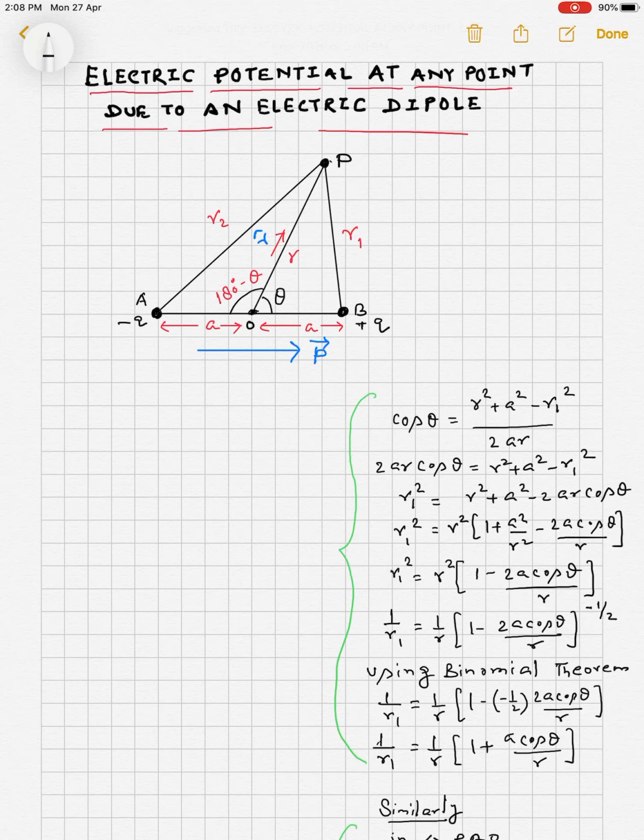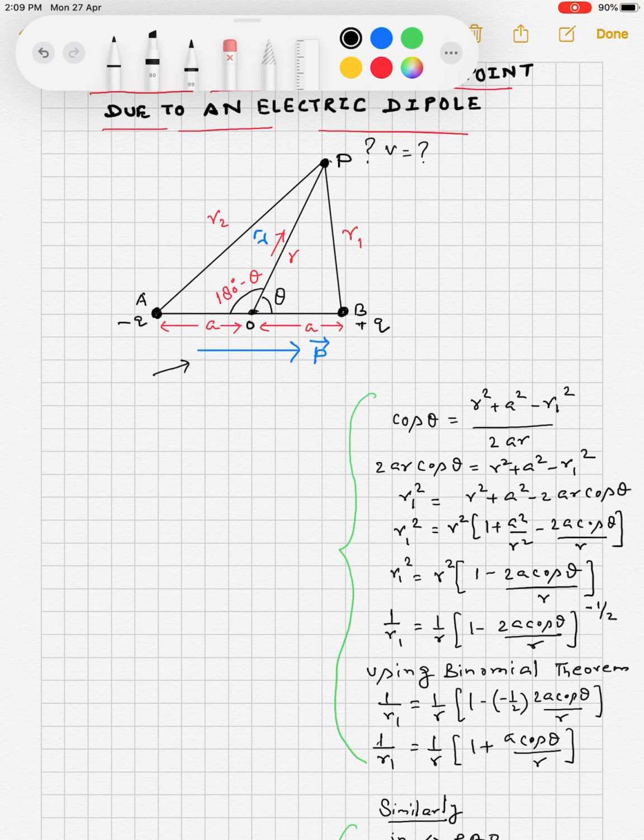O is its central point, and here P is the electric dipole moment vector. The point at which we have to find the potential is P, and the distance of P from O is r, and in this direction the unit vector is r unit vector.